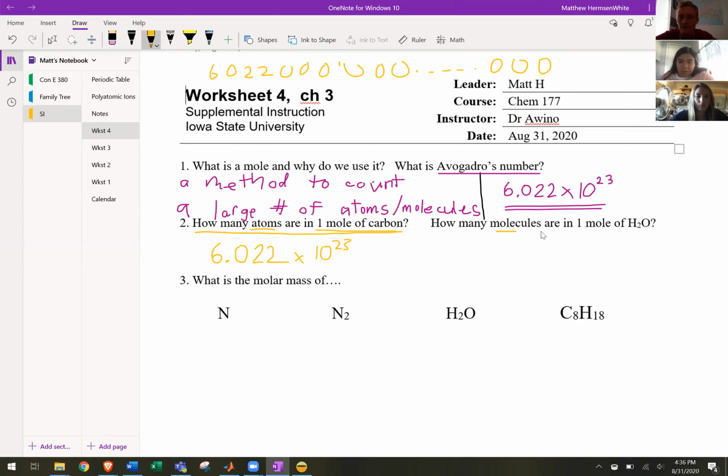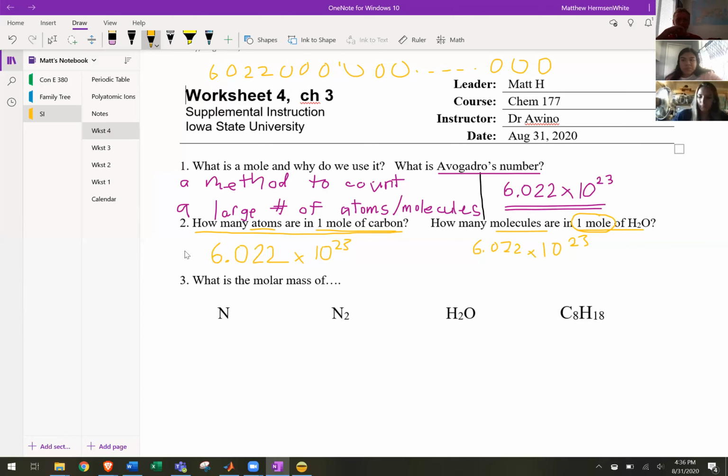How about how many molecules are there in 1 mole of water? Well, again, it's the same number, 6.02 times 10 to the 23rd. So again, we have 1 mole. 1 mole is always the same. It's the same number no matter what. Okay. So that's one concept, is a mole is always the same.